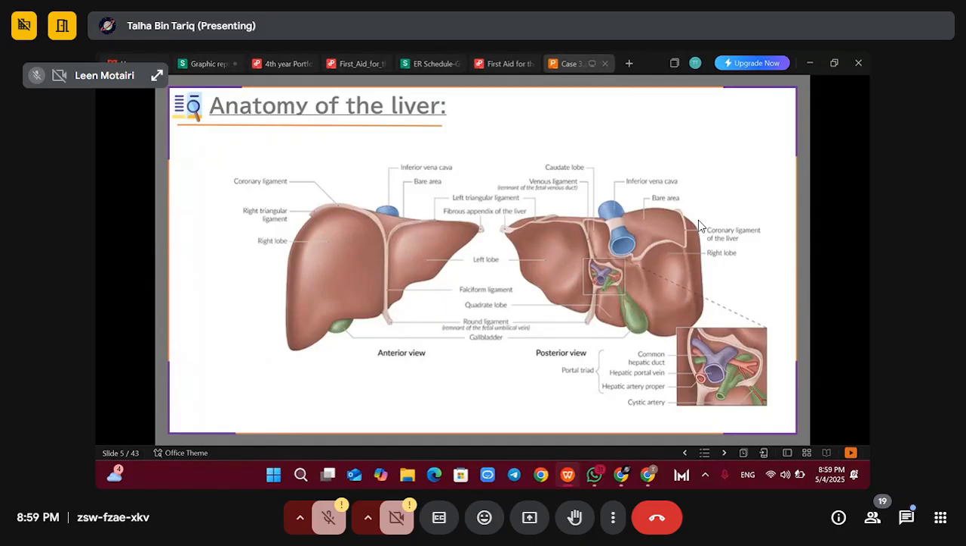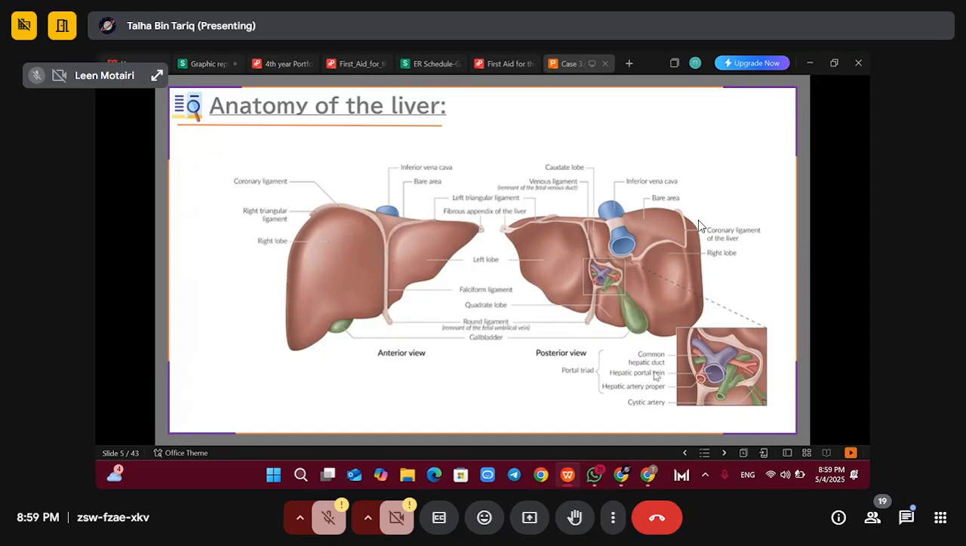In this photograph, you can see the left lobe of the liver, the right lobe of the liver, and the bare area of the liver. This is the anterior view of the liver. This is the posterior view of the liver, and from the posterior view you can see some structures just in between the junction of the right and the left lobe. This is basically the porta hepatis, or this opening, where you will find the portal triad.